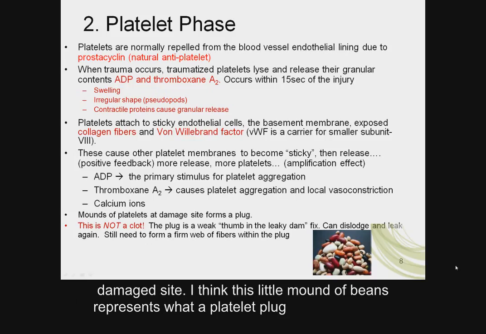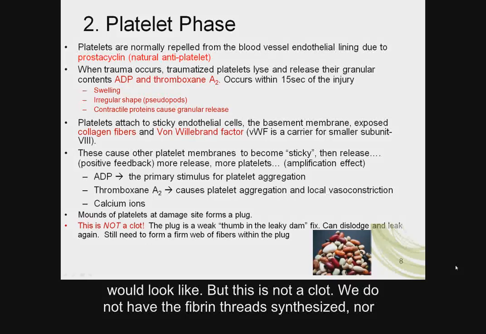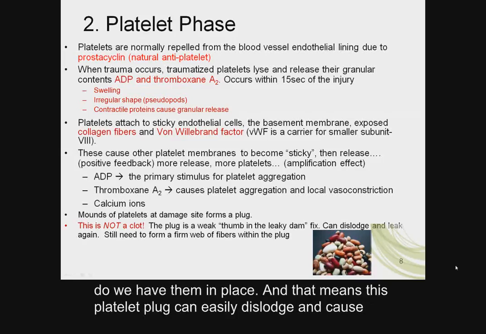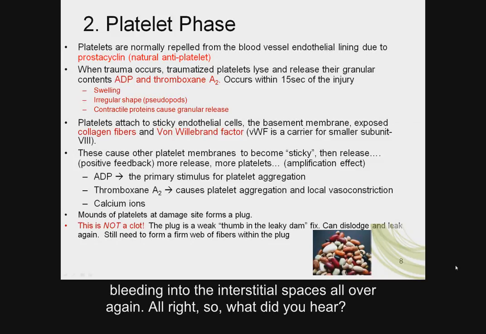So mounds of platelets are going to develop at the damaged site. I think this little mound of beans represents what a platelet plug would look like. But this is not a clot. We do not have the fibrin threads synthesized, nor do we have them fixed in place. And that means this platelet plug can easily dislodge and cause bleeding into the interstitial spaces all over again.